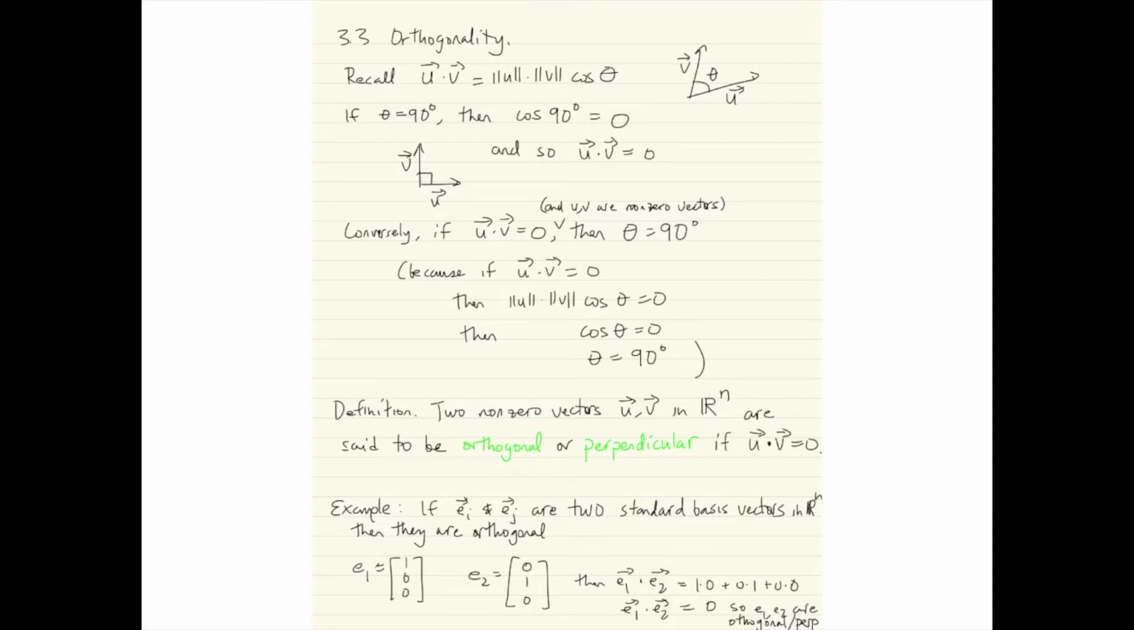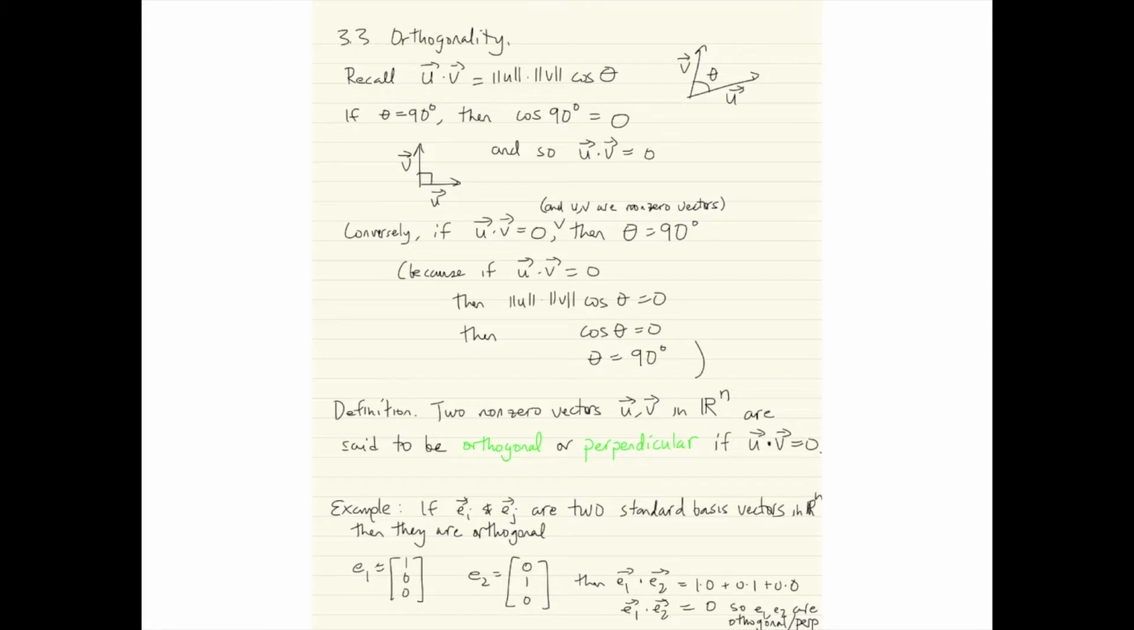Those two words are used interchangeably. Another word also used along with orthogonal and perpendicular is normal. So these two vectors, u and v, in Rn, are defined to be orthogonal or perpendicular if and only if their dot product equals 0.